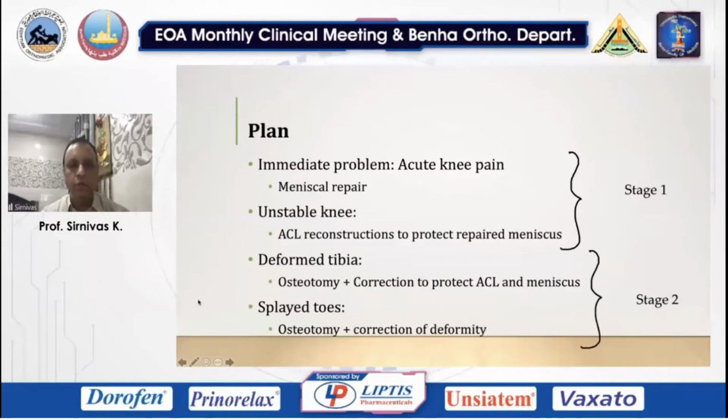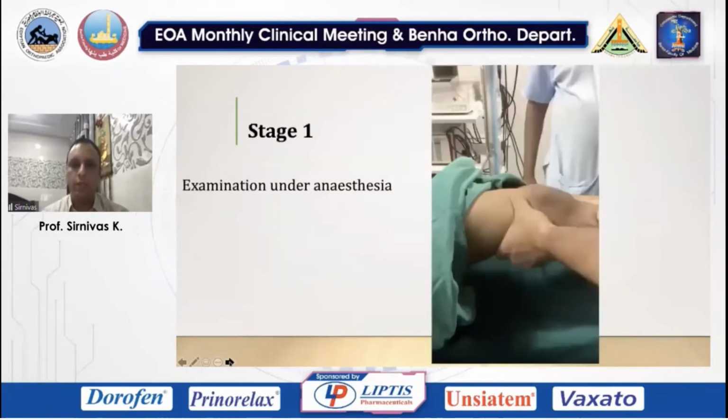So the plan was to take care of her immediate problem, which is acute knee pain, which needs a meniscal repair, and she has an unstable knee. The knee needs to be stabilized. The plan was to do an ACL reconstruction to protect the repaired meniscus. At a second stage, the deformed tibia to be corrected using an osteotomy, and correction of the splayed toes, because it's a bony deformity that needs correction with an osteotomy as well.